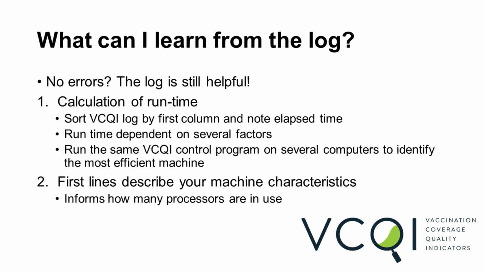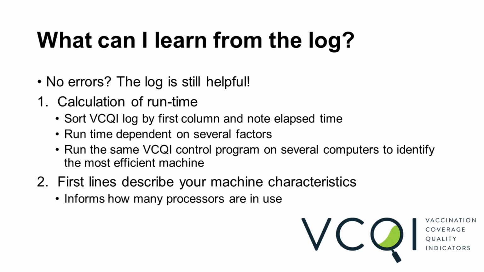The Wiki runtime will be dependent on several factors: the size of the dataset, the number of strata and doses in the analysis, and the power and memory capacity of your computer. Sometimes it is helpful to run the same Wiki control program on several computers to identify which computer is the most efficient for running big Wiki jobs.